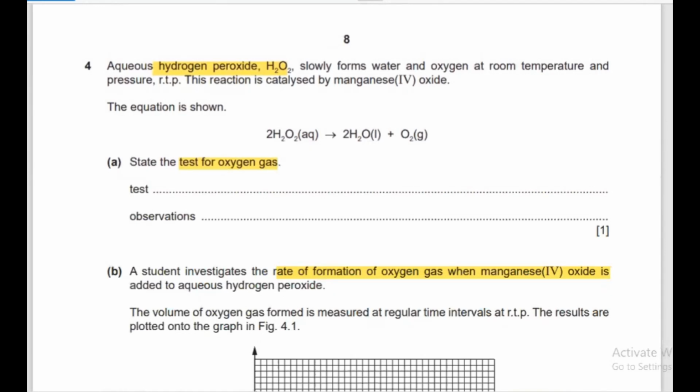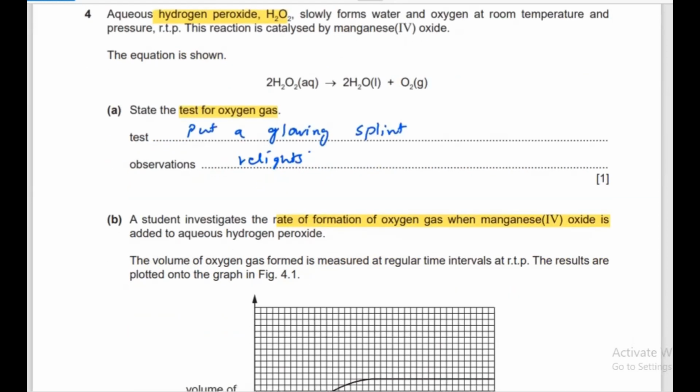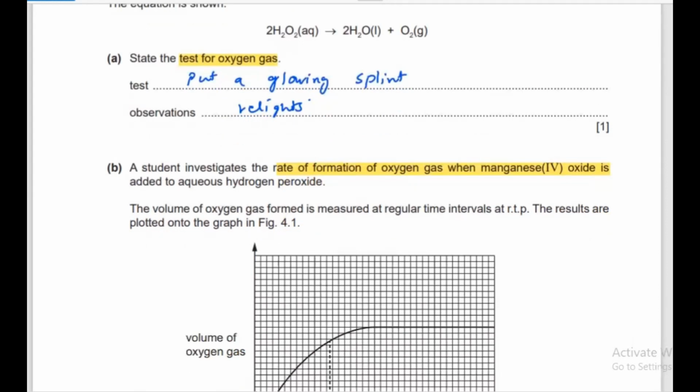Now, there is another question. Hydrogen peroxide decomposes to give water and oxygen. State the test for oxygen gas. Oxygen gas relights a glowing splint. So we can say the test is that if we put a glowing splint, and the observation is it relights. So oxygen relights a glowing splint.